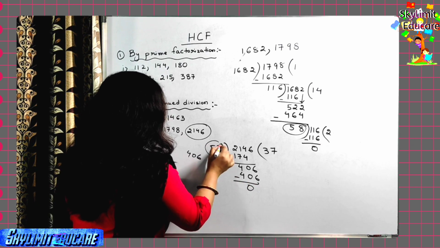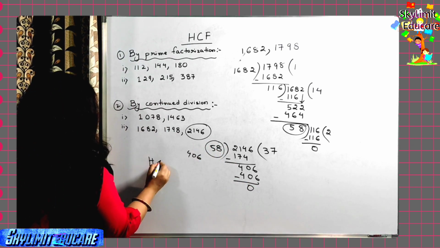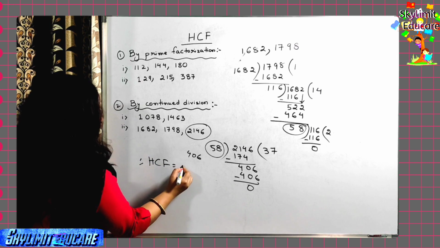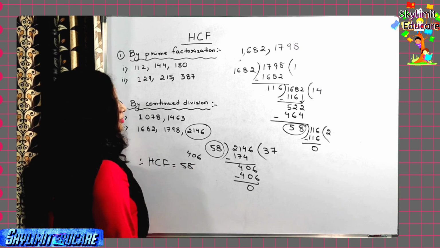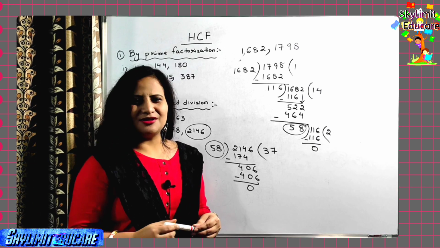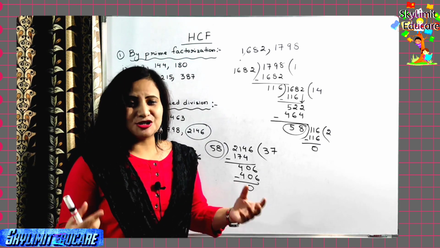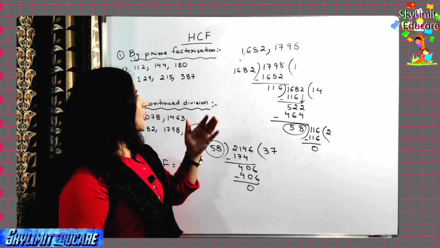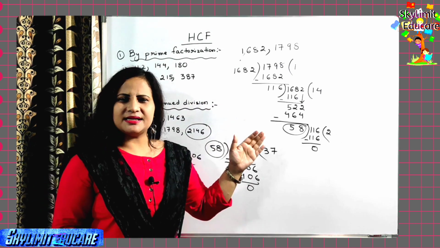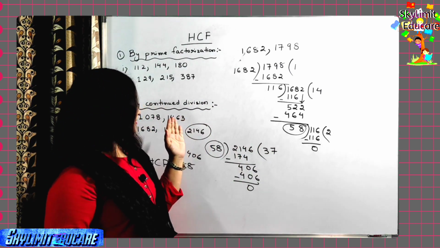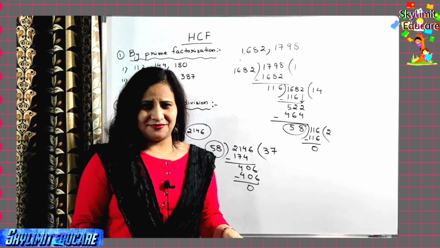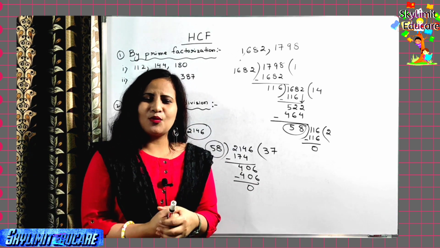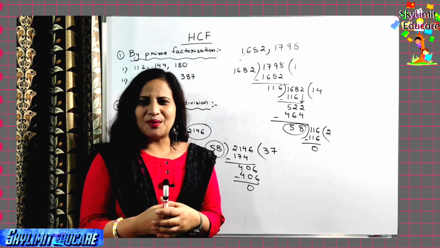So this is the HCF for all the three numbers. So therefore the HCF is equal to how much? 58. So this way you are going to solve the long division method or the continued division method, right? So I hope students, with this your idea must be clear about the prime factorization method of finding the HCF and the continued division method of finding the HCF. So in the next class we'll be discussing some more questions. So till then, study well, take care.